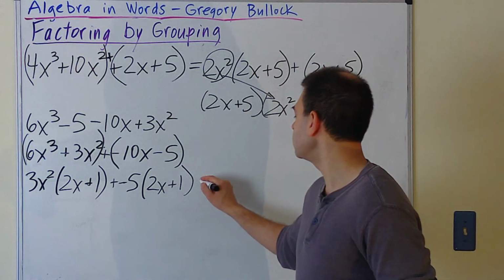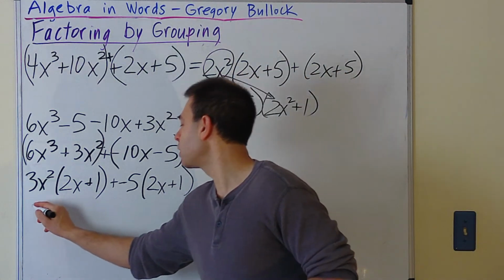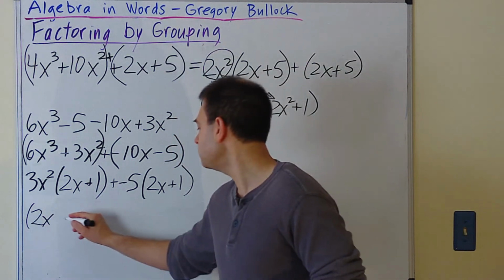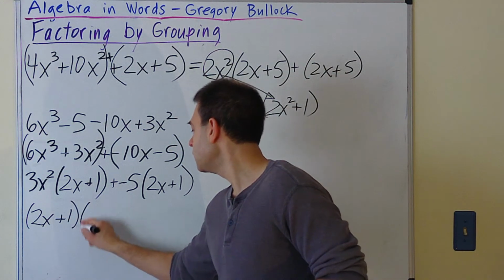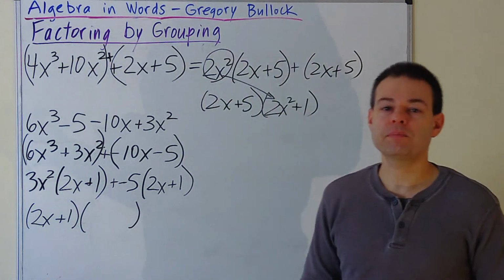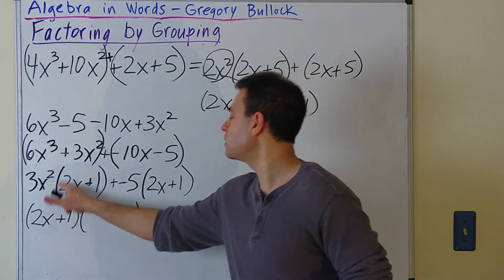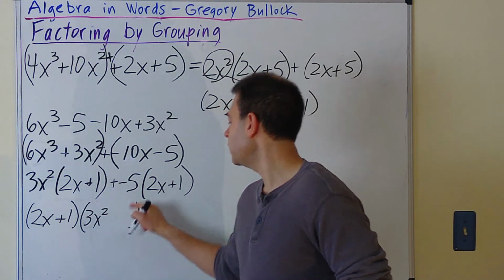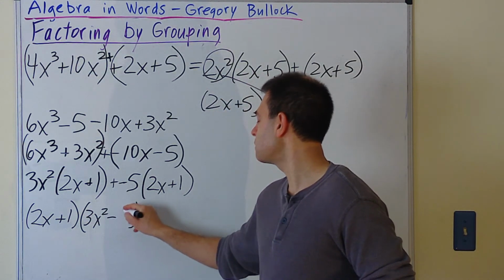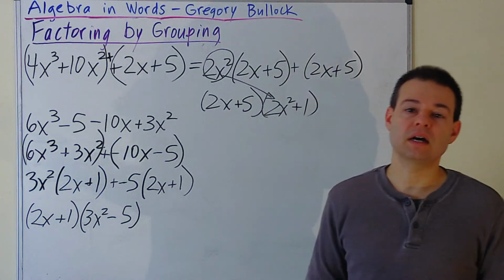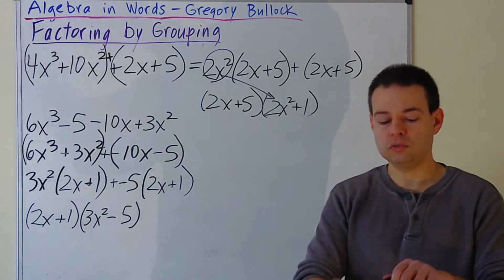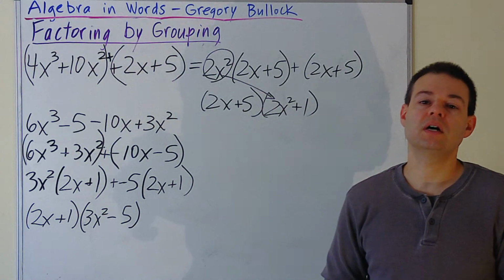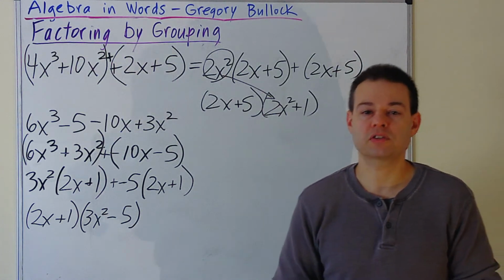I'm going to do that below, and we're going to write the greatest common factor binomial 2x plus 1. And then another set of parentheses, and then whatever's left. This term will go here, 3x squared, and this term here, minus 5. And that's done. So there we go. Two good examples of learning factoring by grouping of a four-term polynomial expression.